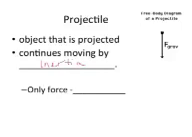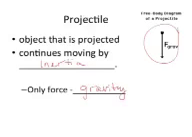And the only force that acts on that projectile once you let it go is the force of gravity. So you can see by looking at this free body diagram right here that if we were to draw a box showing our projectile, the only force on it would be the downward force of gravity.